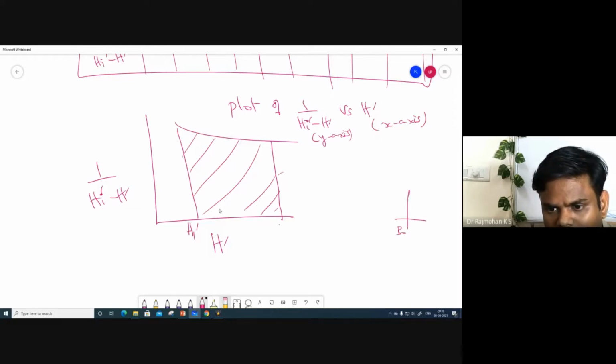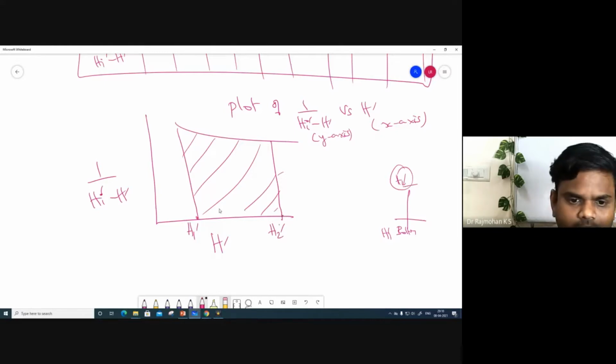One is bottom, h1 dash, top is h2 dash. Which one will be higher? This will be higher. So obviously h1 dash will be a small value, h2 dash is the greater value. So between this value of h1 dash and h2 dash, in the plot of 1 by (h_i dash minus h dash) versus h dash, the area under the curve is equal to the number of transfer units.